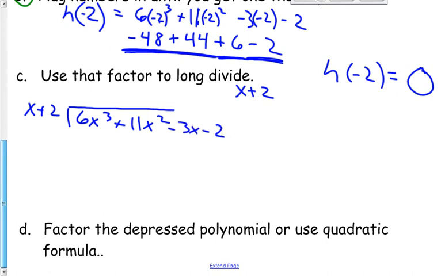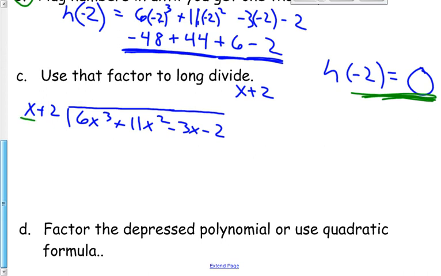Now, class, here's a great check as you're doing this one on your test. When you get to this step, a negative 2 equals a 0. So that means my remainder shouldn't happen. You shouldn't get a remainder. Your remainder should be 0. So that's a good check as far as whether or not you're doing this right.